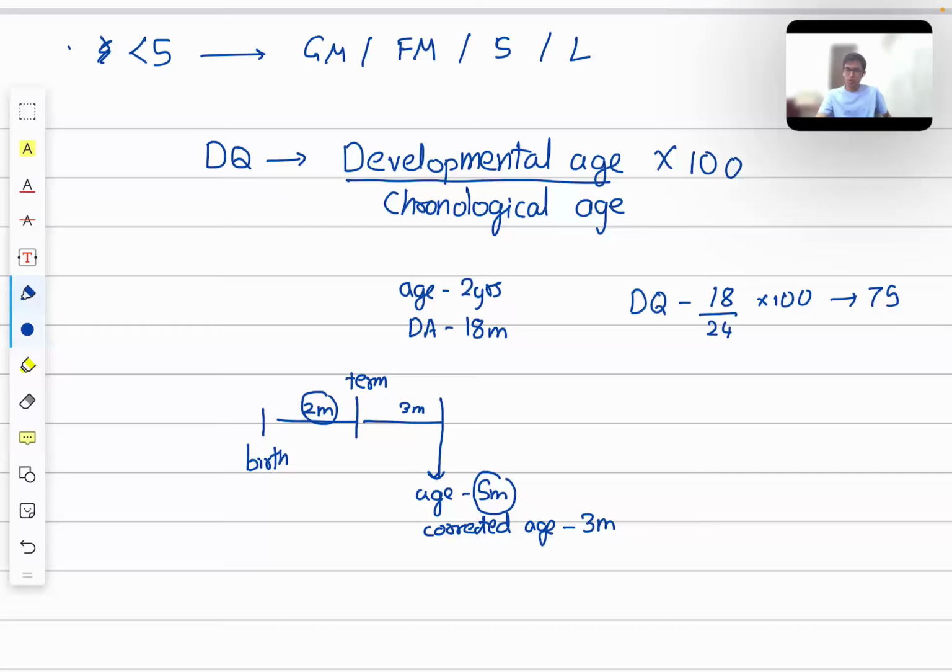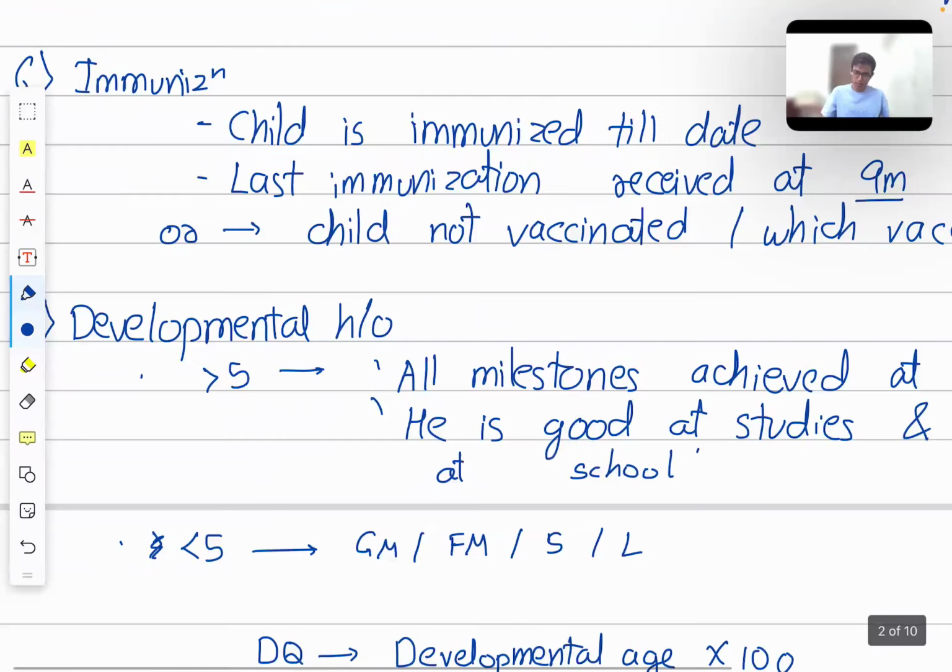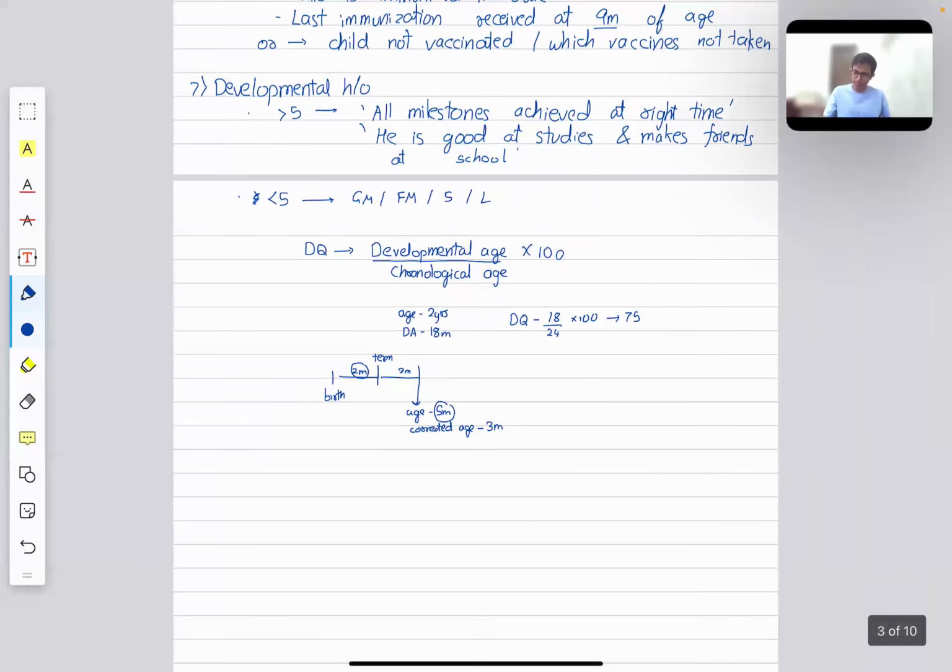Next, we can move on to the nutritional history. We have completed developmental history.